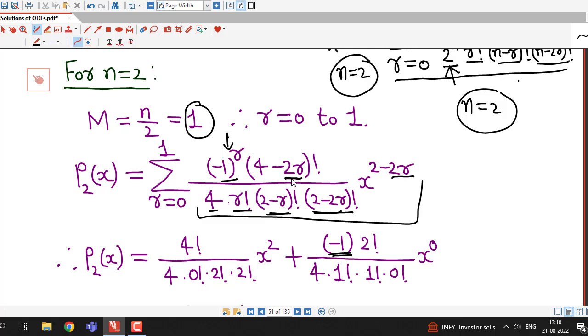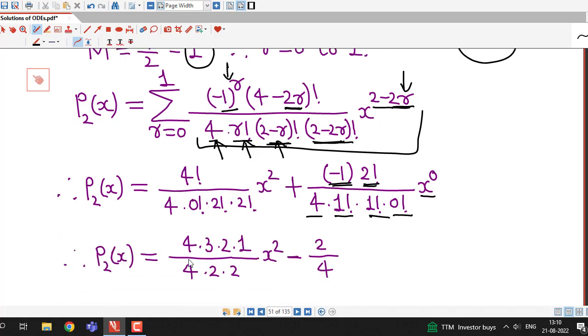If I take r equal to 1, I will have 4 minus 2, that is 2 factorial. Here also 4 as it is, r equal to 1, that is 1 factorial. 2 minus r equal to 1, that is 1 factorial, and 2 minus 2, that is 0 factorial. And for r equal to 1, I will have x raised to 2 minus 2, that is 0. Now this I can simplify.